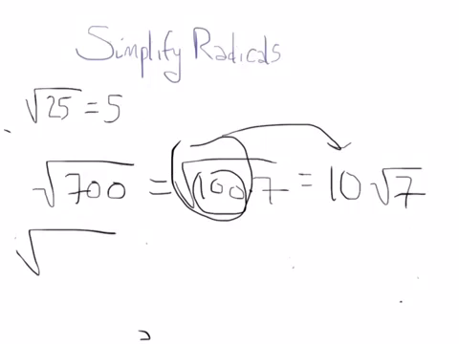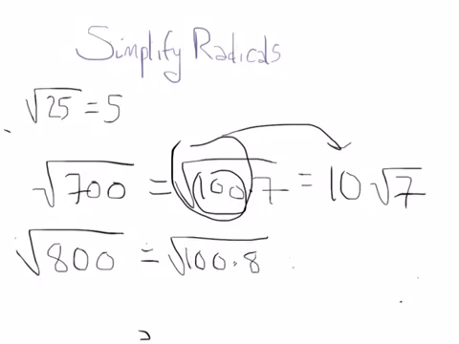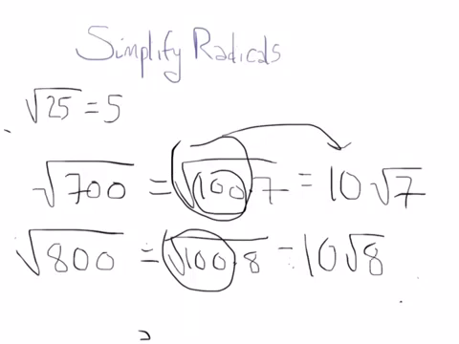Let me try another one, square root of 800. Now, sometimes you don't necessarily see the big square all the way right at the start. So square root of 800, I'm just going to say, that's square root of 100 times 8, just because that's easy, I know the 100. So square root of 100 is 10. So that leaves me with 10 square root of 8.